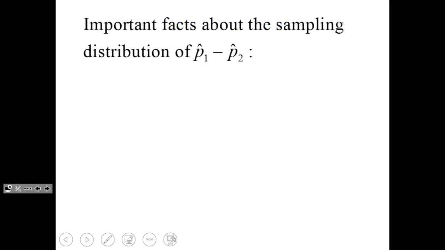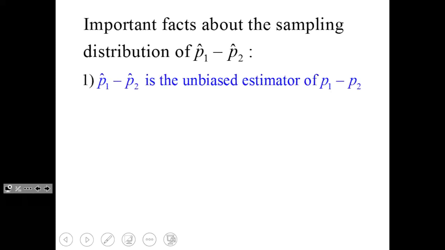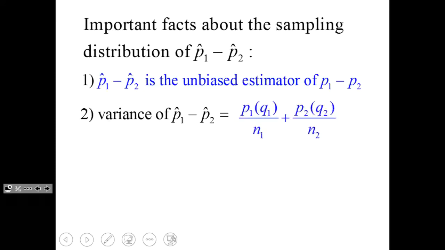So important things to remember about p hat 1 and p hat 2. First, it's an unbiased estimator of p1 minus p2. So the difference in our sample proportions is an unbiased estimator of the difference of the true proportions. Second, the variance for the difference of our sample proportions is equal to the sum of the two variances.